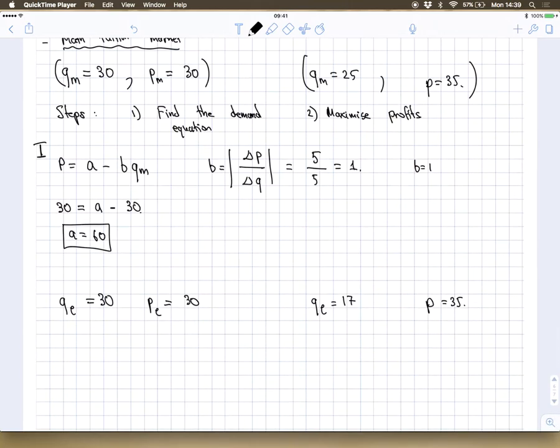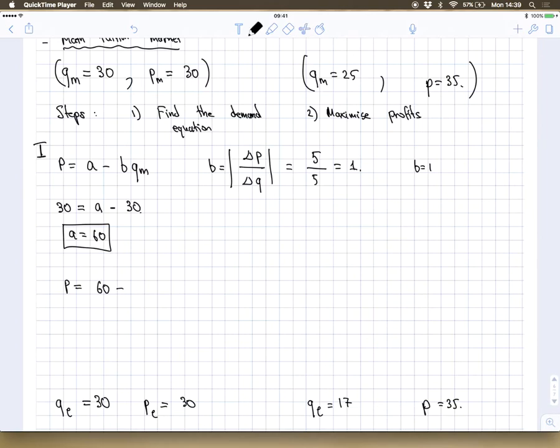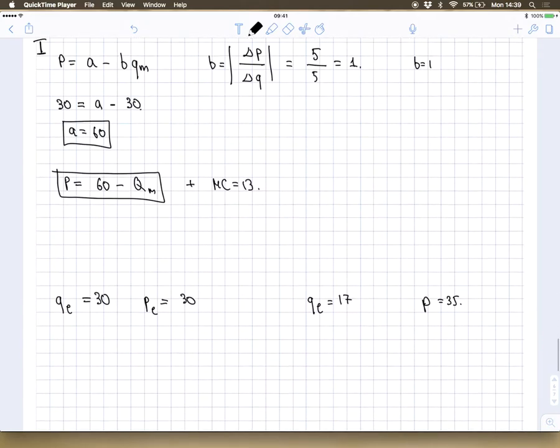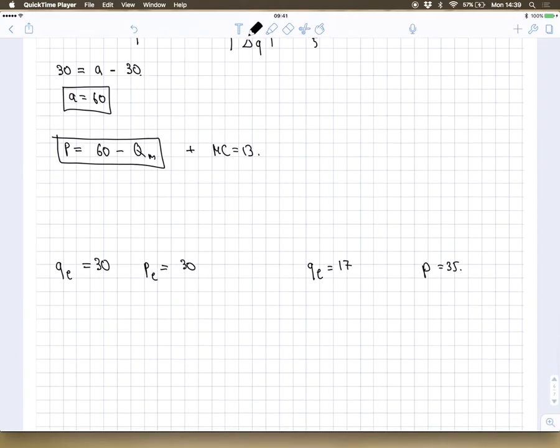So then you have the demand. You're kind of done with the first step, which is P is equal to 60 minus Q_M. You know the demand function, plus you know that marginal cost is equal to 13. You can use 3 methods to find the optimal price and quantity, okay? All these 3 methods originate from your desire to profit maximize. So let's start with just profit maximization.